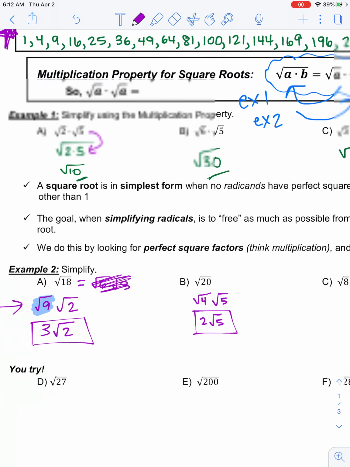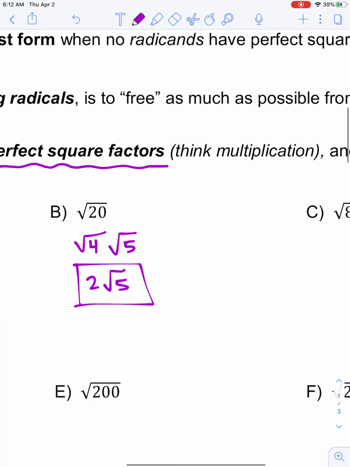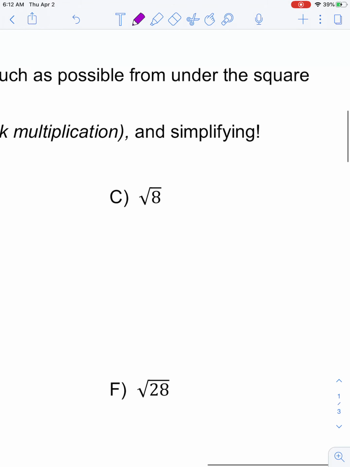Okay, so when we look above, once again, our step was to find perfect square factors. In part A, 9 is a factor of 18, and it's a perfect square. And in part B, 4 is a factor of 20, and that's a perfect square. So we want to use those numbers, because then we can take the square root of that, and that simplifies our answer. 8 also divides by 4.